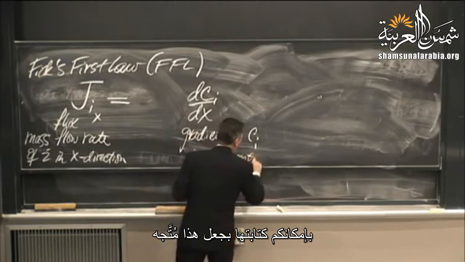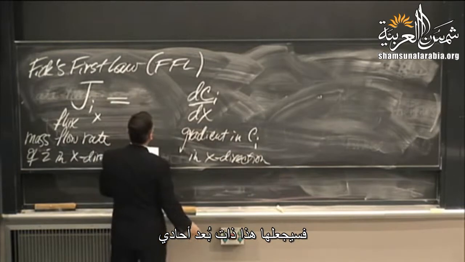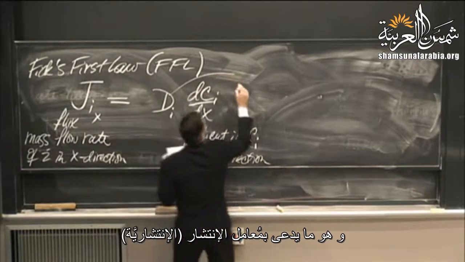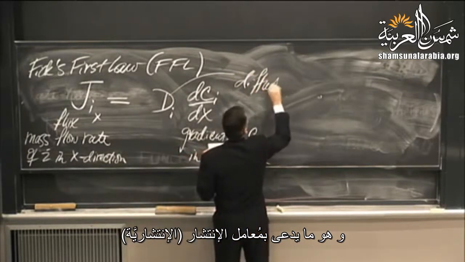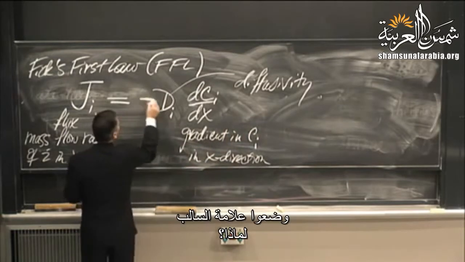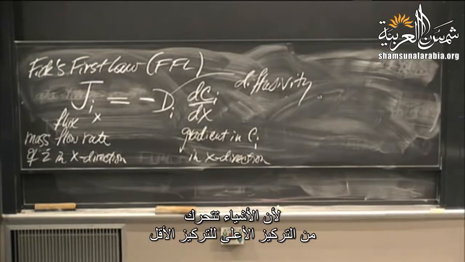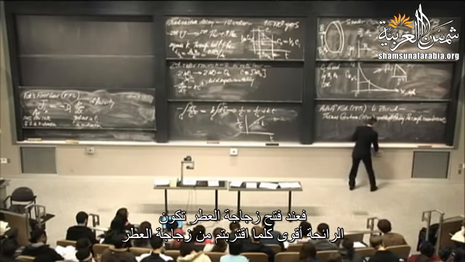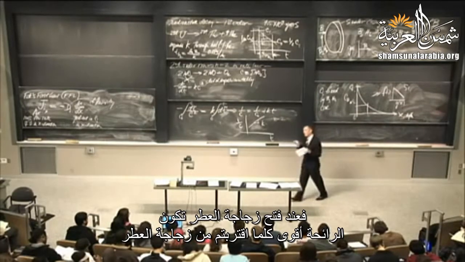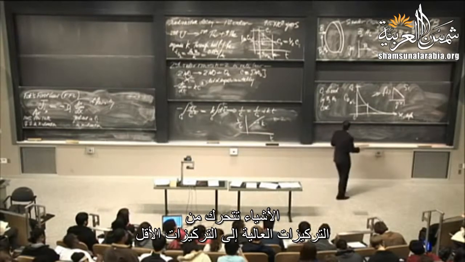You could make this a vector, but we're not going to do that. I would make it one-dimensional here. And the constant of proportionality is D sub I, which is called the diffusivity or the diffusion coefficient, and you put the minus sign. Why? Well, you know things move from high concentration to low concentration, right? If I open the perfume bottle, the fragrance gets stronger as you get closer to the bottle. Things move from high concentration to low concentration.